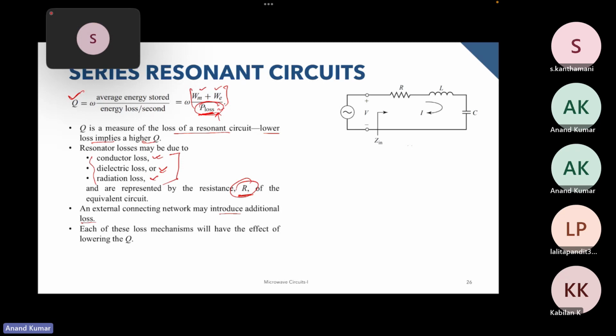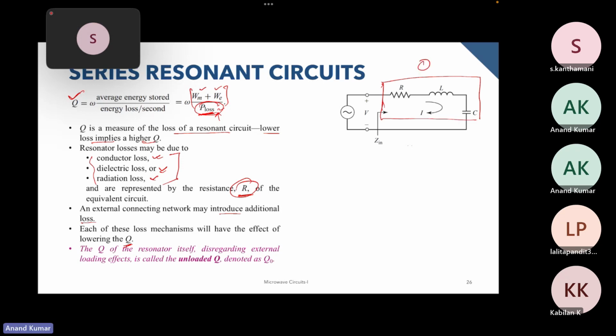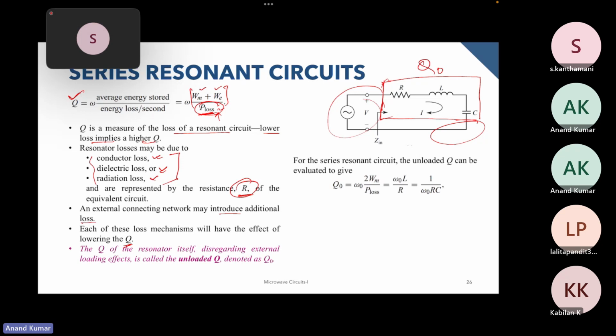Now if you have a particular circuit, for example the circuit over here, and you want to know the quality factor of just this network, irrespective of anything else that is attached to it, that particular Q is called the unloaded Q. And if you attach any more element to this, then the total Q for the circuit is called the loaded Q. For example, if you add any load resistance over here.